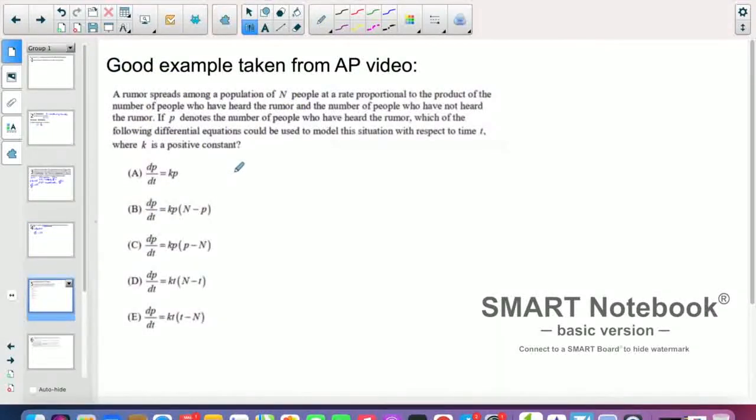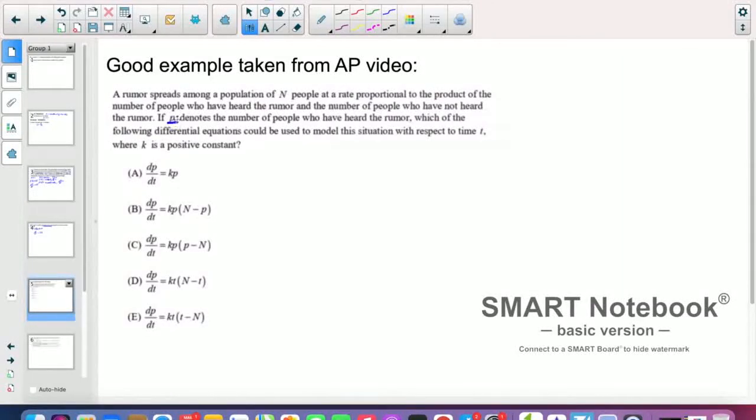In this one, I've taken this from one of the AP videos that they have. I just thought this was a great type of example that you might see in an AP test or an AP practice test. So I thought this was a good one. A rumor spreads among the population of N people at a rate proportional to the product of the number of people who have heard the rumor and the number of people who have not heard the rumor.